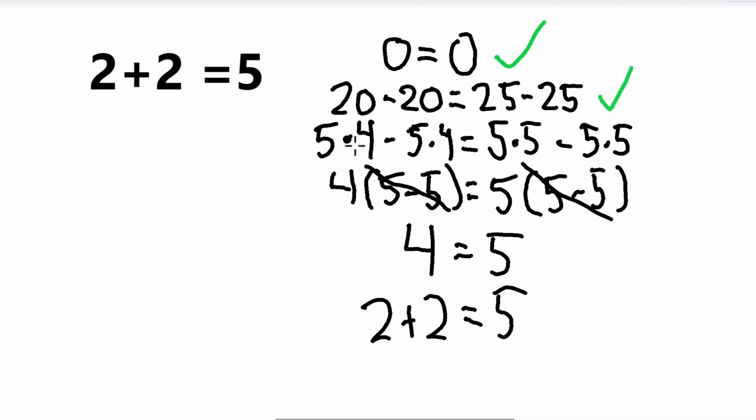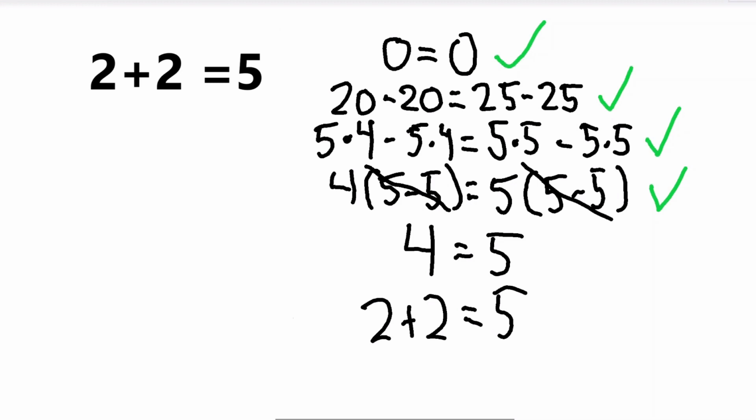Here, 5 times 4, 20. Minus 5 times 4, 20. 5 times 5, 25. And 5 times 5, 25. Looks correct to me. Nothing wrong. Alright, this step: we factor out 4, and we factor out 5 here. That's correct, I'd say.